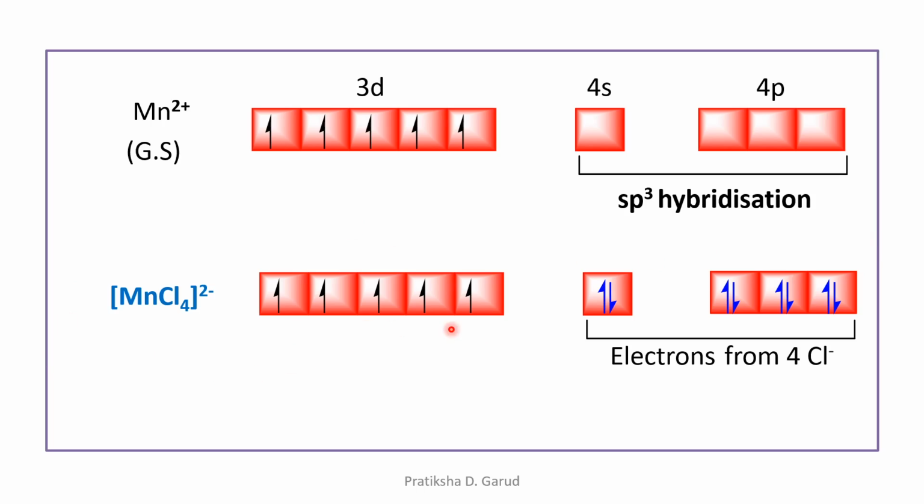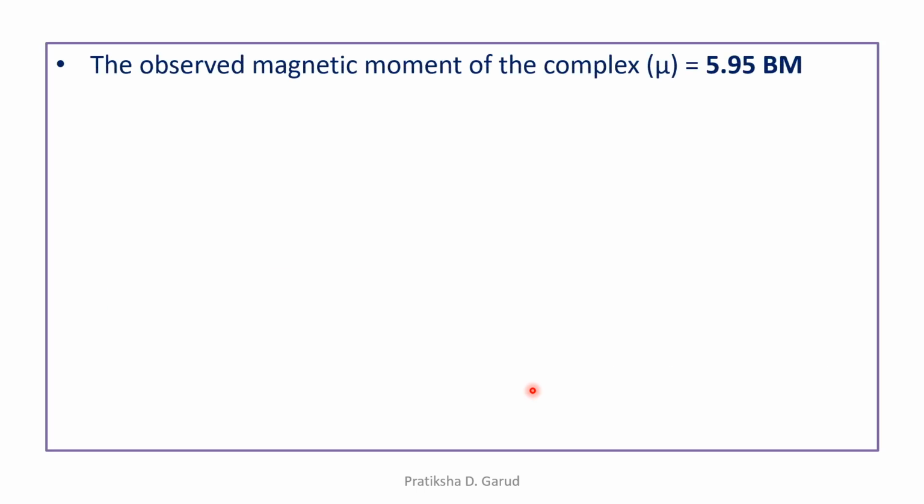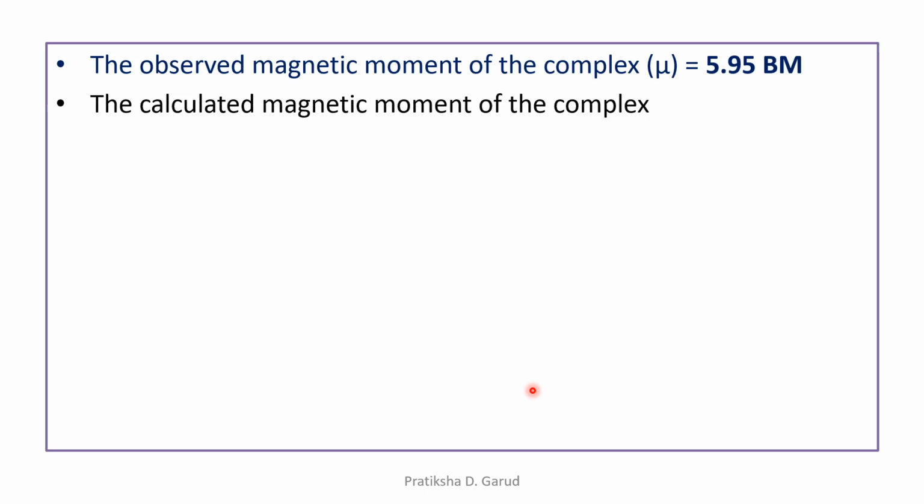So here we can say that there are 5 unpaired electrons from which we have to find out the magnetic moment, that is mu. The observed magnetic moment of the complex, mu, is equal to 5.95 BM, whereas the calculated magnetic moment is given by the formula mu equals the square root of n into n plus 2, where n is the total number of unpaired electrons. And we know that there are 5 unpaired electrons, so mu becomes the square root of 5 into 5 plus 2, which is equal to 5.92 BM.